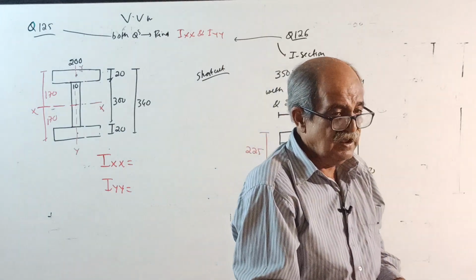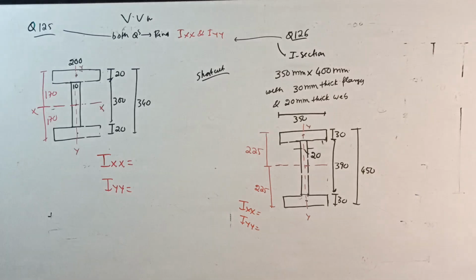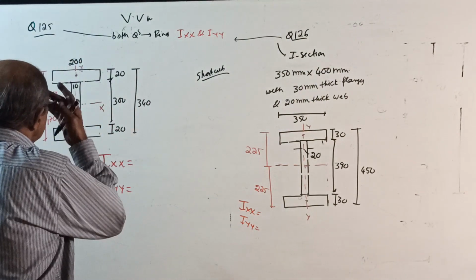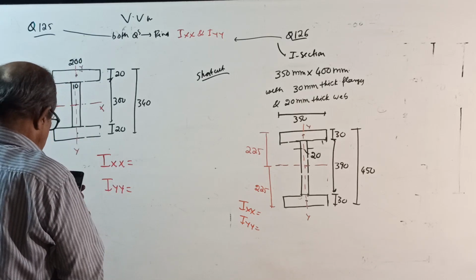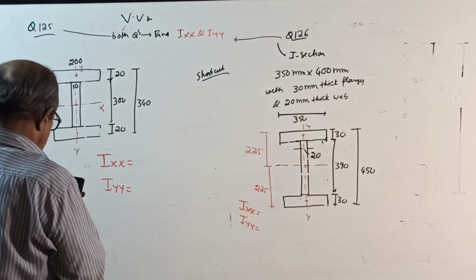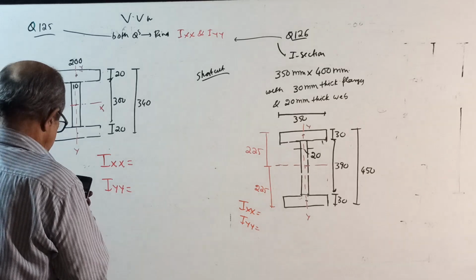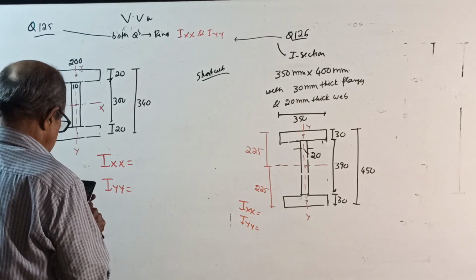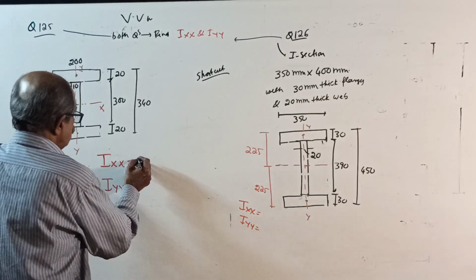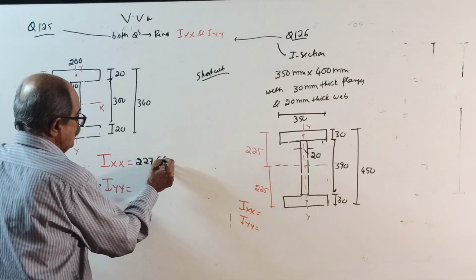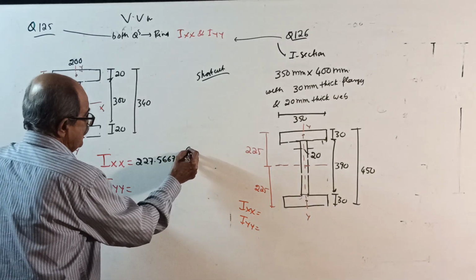I will go for the final answer. You solve systematically and get the answer. Not a big issue to calculate. Be careful to do it. Ixx about XX: 340 cube minus 190 into 300 cube, divided by 12. If the answer is wrong, let me know. 0.5667 into 10 to the power 6 millimeter to the power 4.